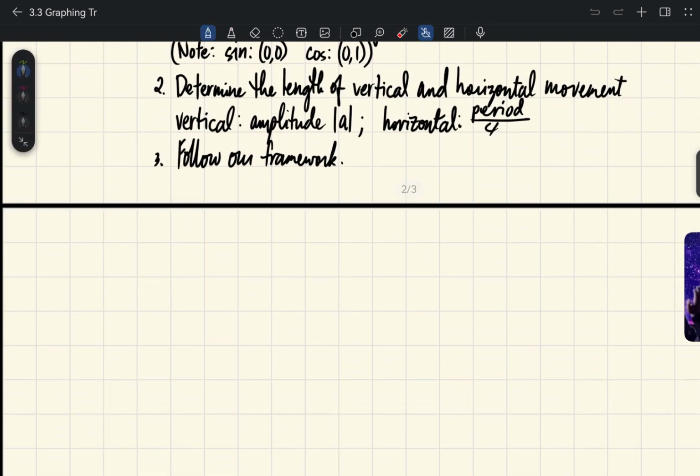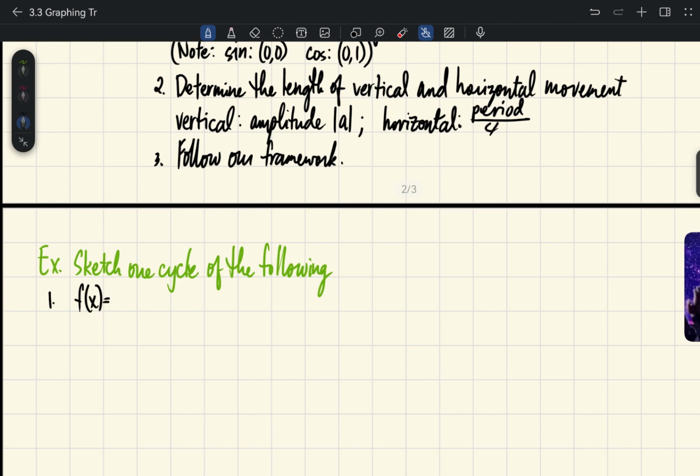Examples. What we'll do is sketch one cycle of the following. For number 1, we have f of x equals 3 times sine of 2x minus pi over 2, minus 2.